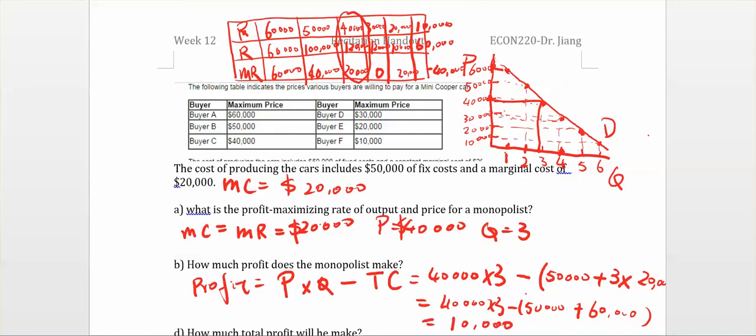So for this question, it may be hard for you to consider how to calculate total cost. But you need to know the total cost equals the fixed cost plus the total variable cost. Since the marginal cost is constant, the marginal cost equals the average variable cost. So we have 3 products, 3 Mini Coopers, times the average variable cost of $20,000, and you get $60,000 as the total variable cost.